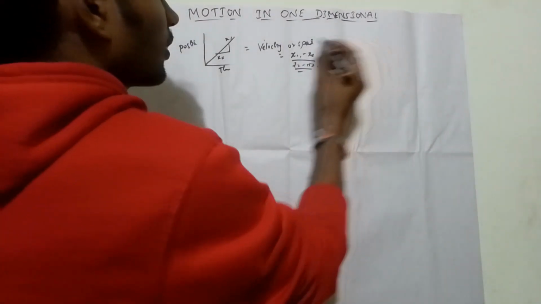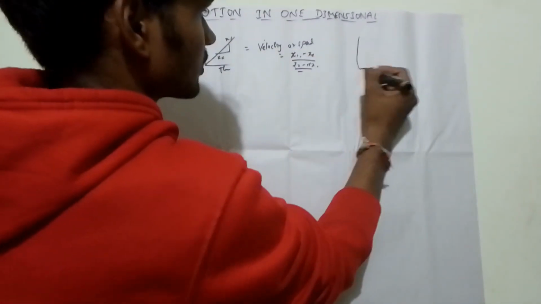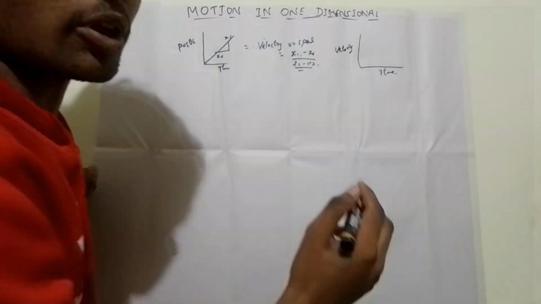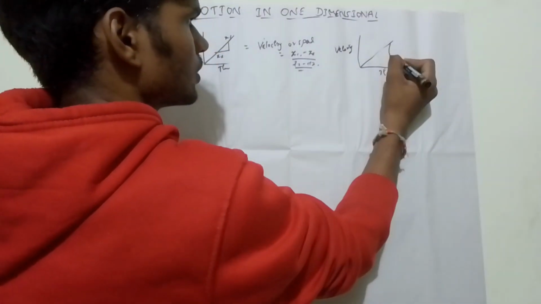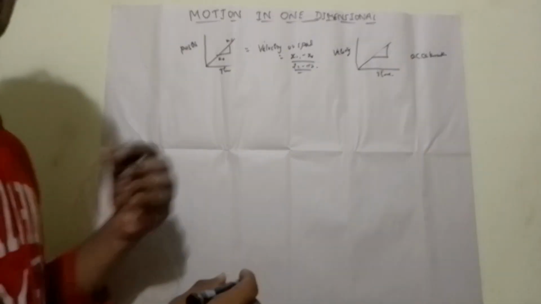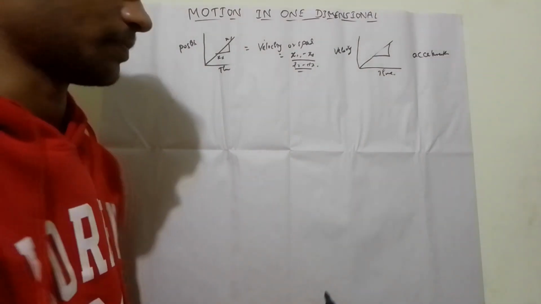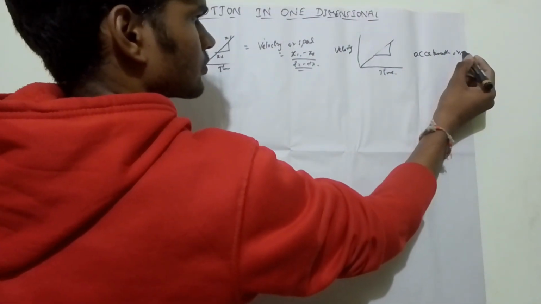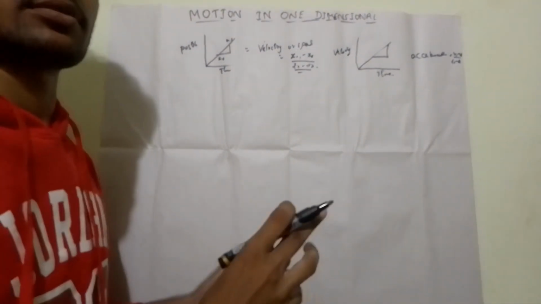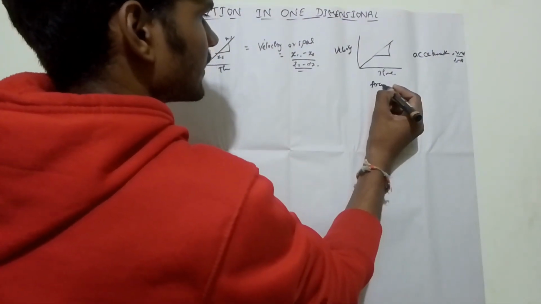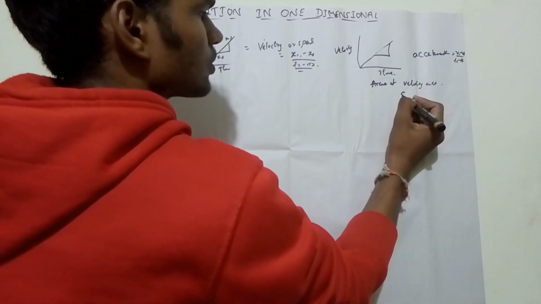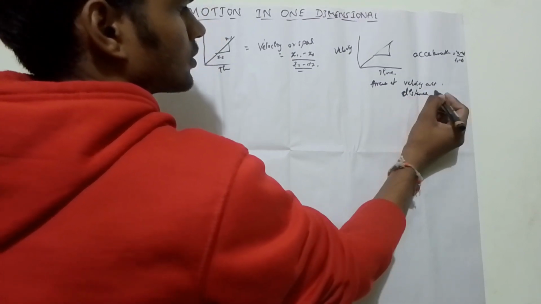Okay, next. This was the position versus time graph. Next, the velocity-time graph. A velocity versus time graph always gives you acceleration. Acceleration is the rate of change of velocity with respect to time, (v1 minus v2) divided by (t1 minus t2). And one more very important thing: the area of a velocity-time graph always gives you distance or displacement.